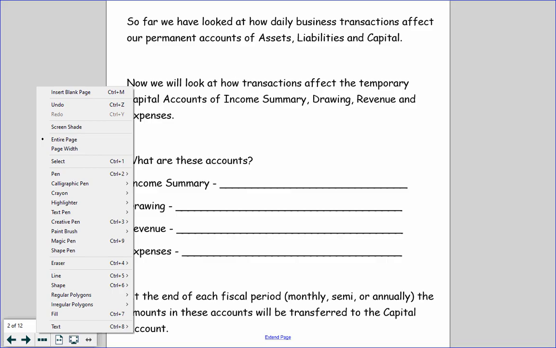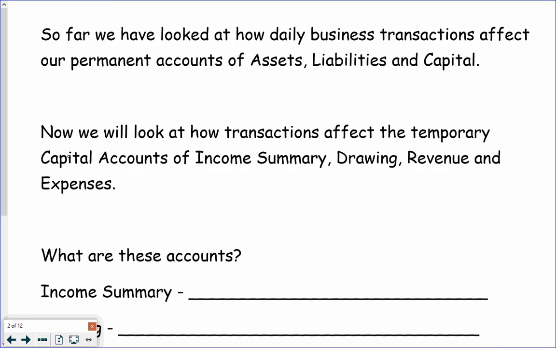Okay, so a couple of things here. We paid attention to assets, liabilities, and capital. So again, for assets, debit, credit is plus, minus. For liabilities and for capital, it's the opposite.